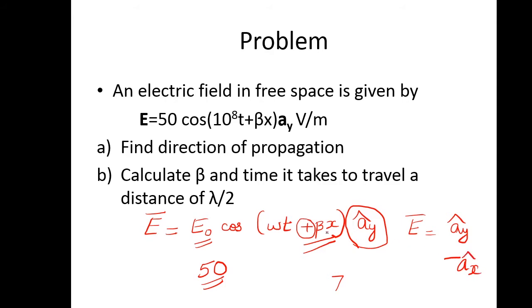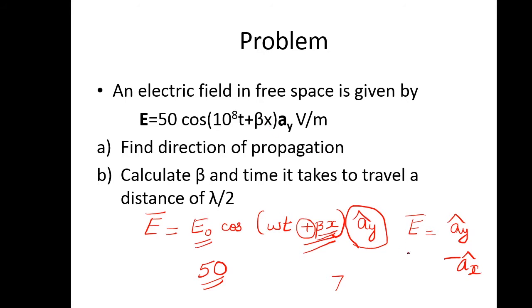Why? Because here beta x is given, so because of that it is the x direction, and if it were the positive direction you would write omega t minus beta x. Here as it is a plus sign, we write it as the negative x direction. So the first question is to find the direction of propagation. The direction of propagation is the negative x direction.